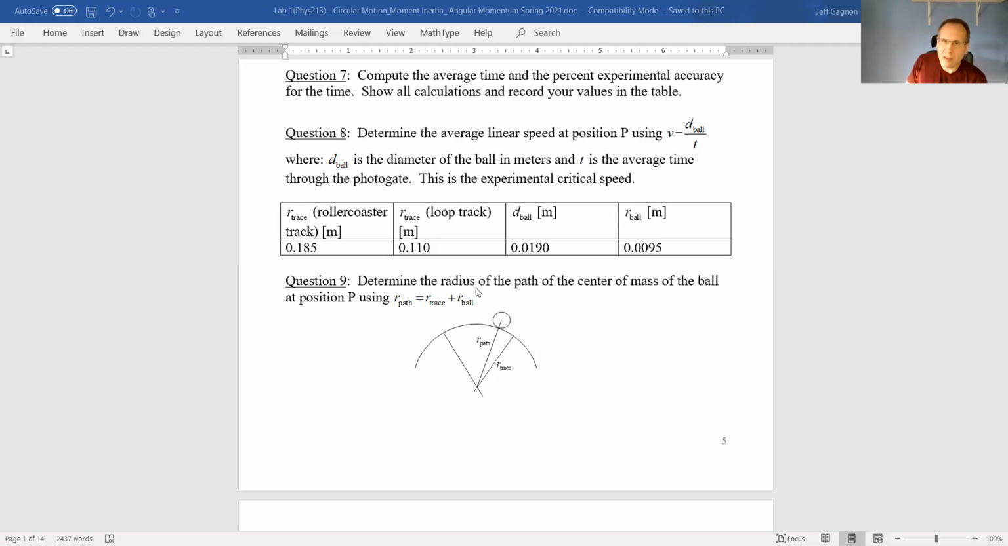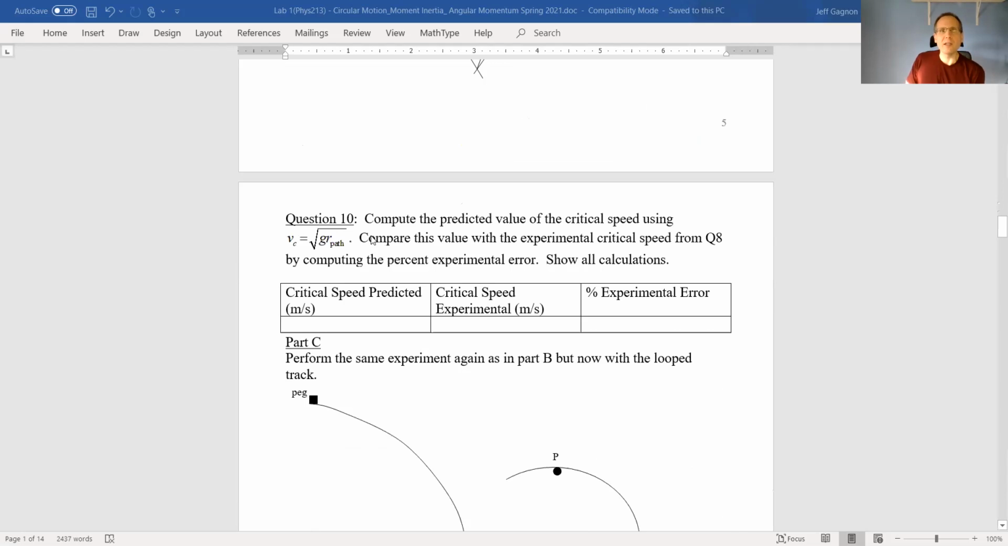Okay, so I gave you the information in the table here so you can find our path. And then finally, question 10, now we can calculate the critical speed predicted or theoretical by using the equation. It's going to be the square root of g times R path. Right, in g, you can just use 9.8.